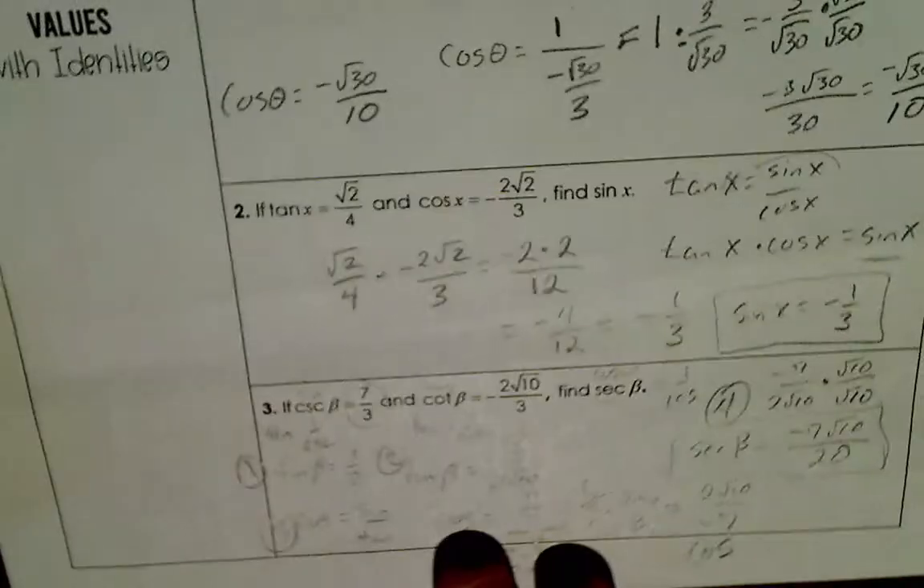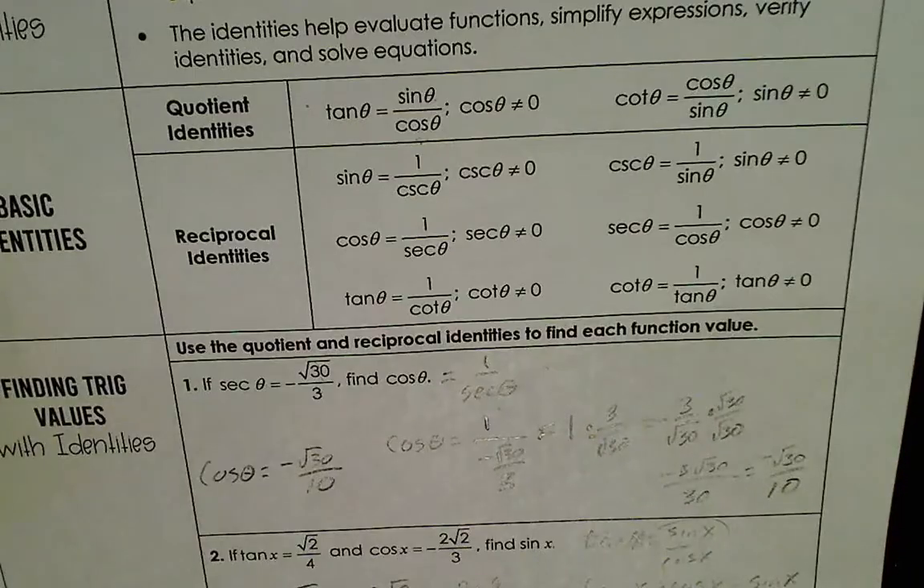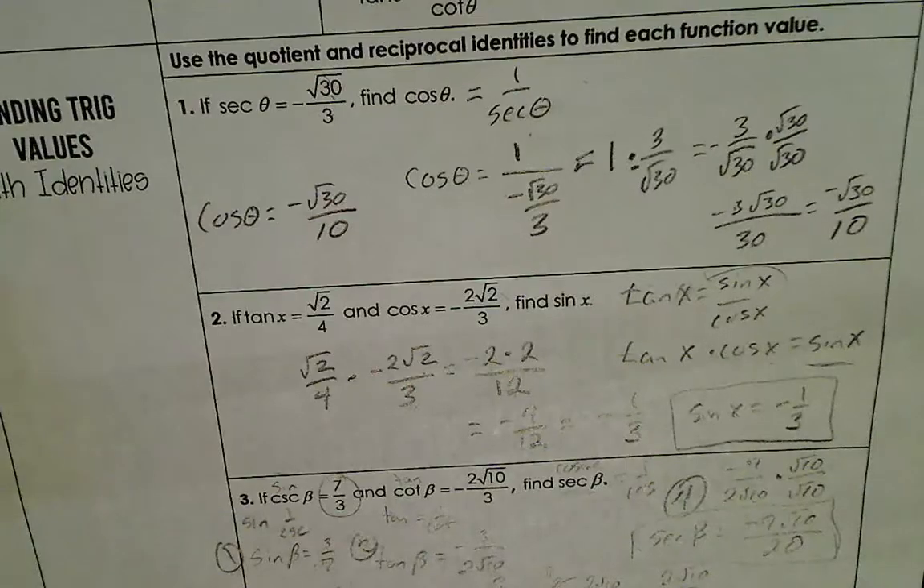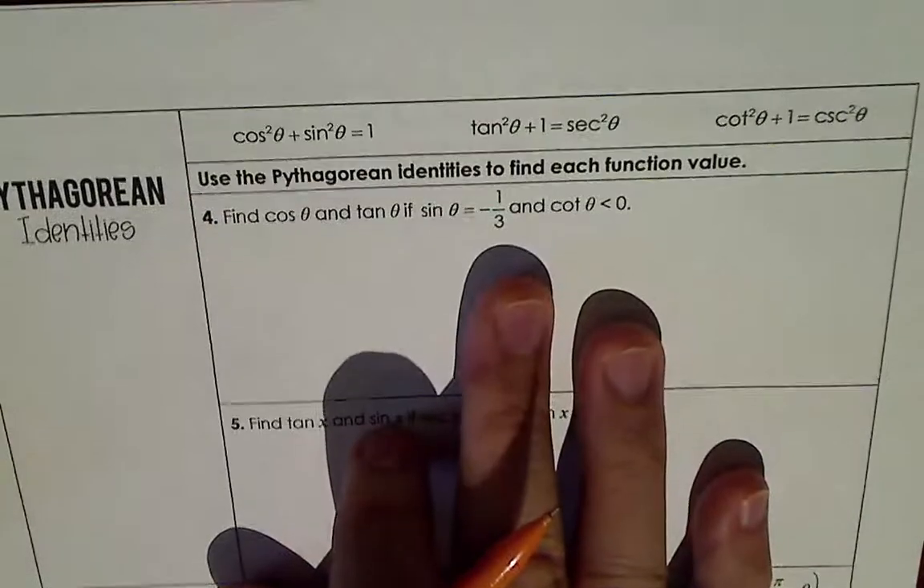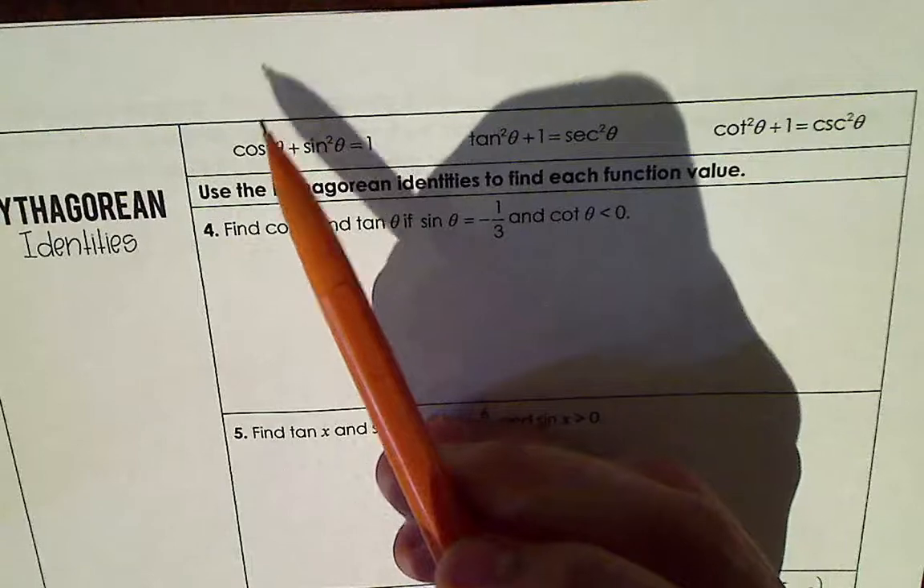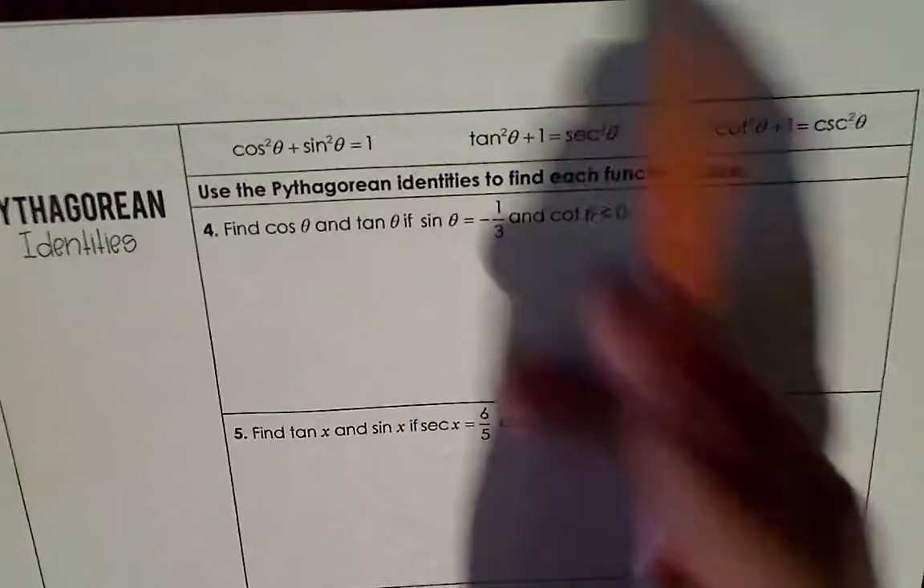Okay. So those are quotient and reciprocal identities, and that's kind of how you use them. I will post some additional examples so you can kind of see them, but that's in a nutshell what you want to be doing with these. The next thing I'm going to talk about are Pythagorean identities. And the reason why they're called Pythagorean identities is because they look a lot like the Pythagorean theorem. Okay.